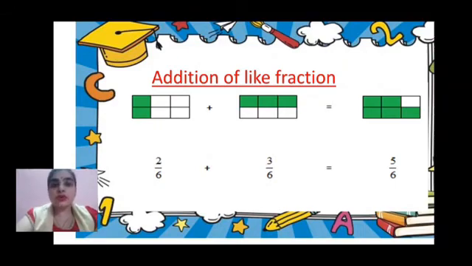When we add 2/6 and 3/6, what will we get here? You can see the denominator is equal. That means the figure is divided into 6 equal parts. That is why the denominator stays the same and the numerators get added. So when you add like fractions, the denominator will be the same and the numerators get added. Here 2 plus 3 is equal to 5, so my fraction is 5/6.